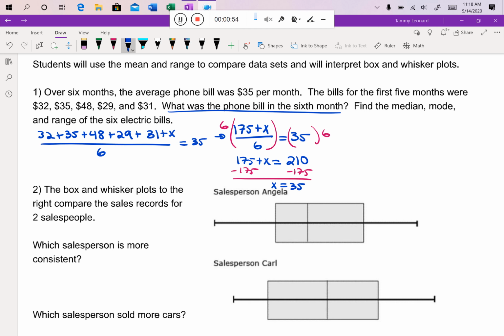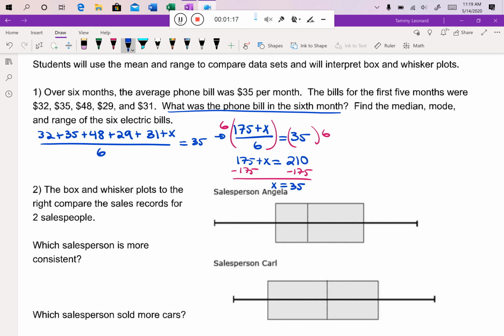Now that you can see the work that I've shown, you might want to push pause for just a minute if your answer is different than 35. But if your answer is the same, then it's time for us to finish the question. We're also asked to find the median, mode, and range for all 6 electric bills. Well, all of those things will be easier if we put the data in order from least to greatest.